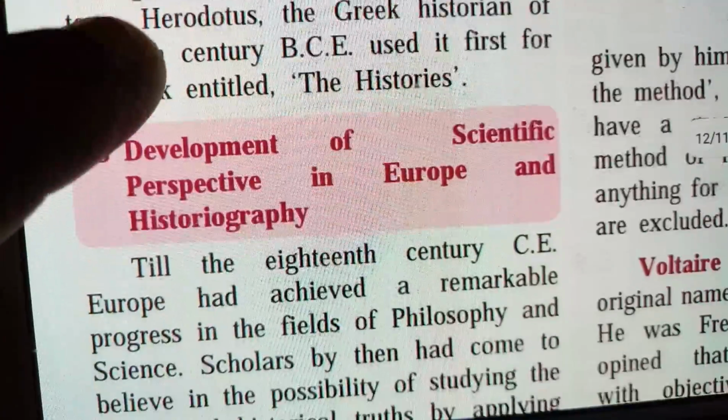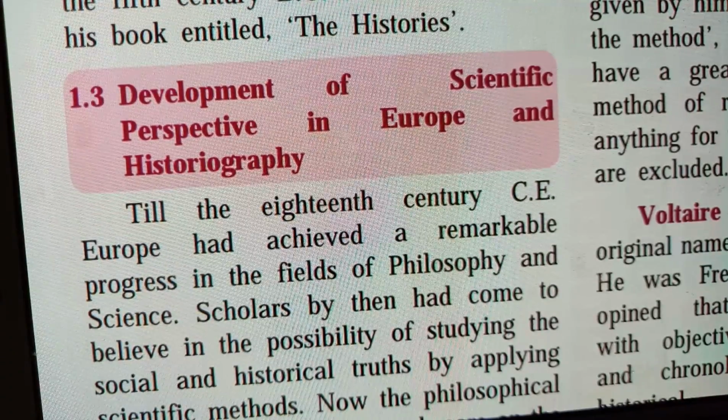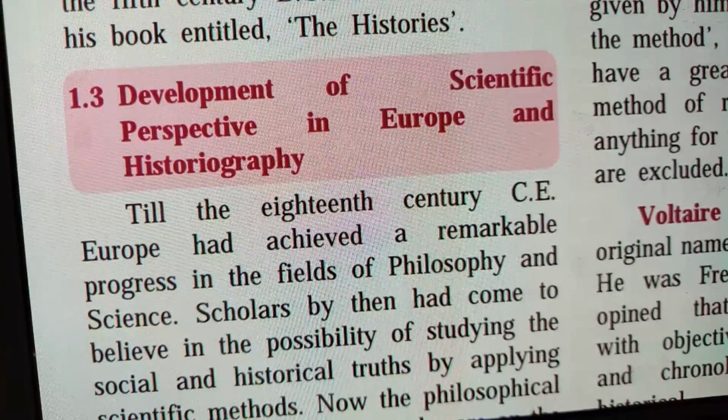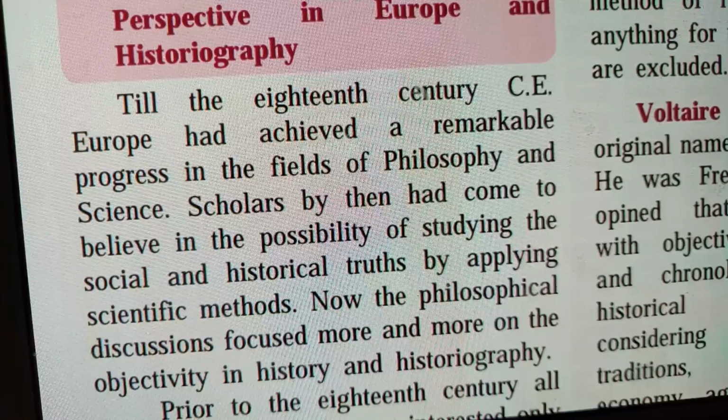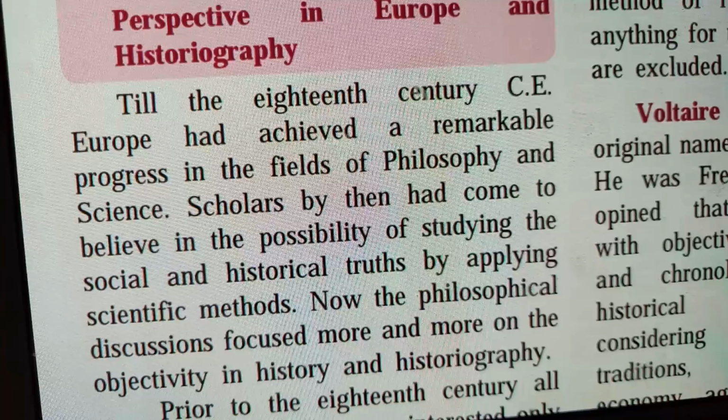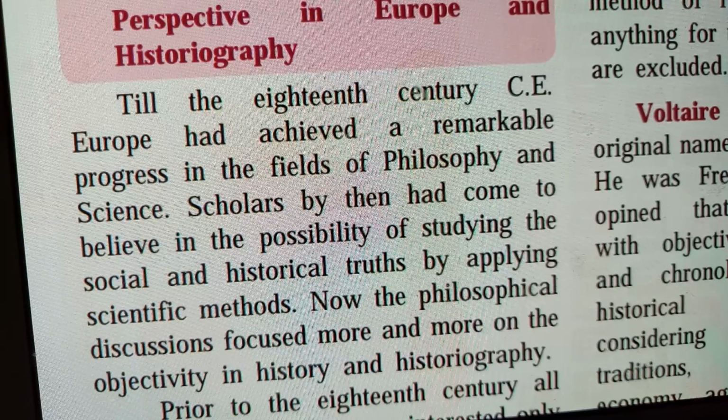Next is the development of scientific perspective in Europe and historiography. Till the 18th century CE, Europe had achieved remarkable progress in the field of philosophy and science. Scholars by then had come to believe in the possibility of studying social and historical truth by applying scientific method. Before that, things ran on assumption. People believed that whatever is happening in the world is happening because of God only, but they were not thinking in a scientific way. But in modern history, we need evidence to prove that information, that whatever is happening is happening because of God. So we need proper information to come to the conclusion, and nowadays we are using the scientific method to understand things.